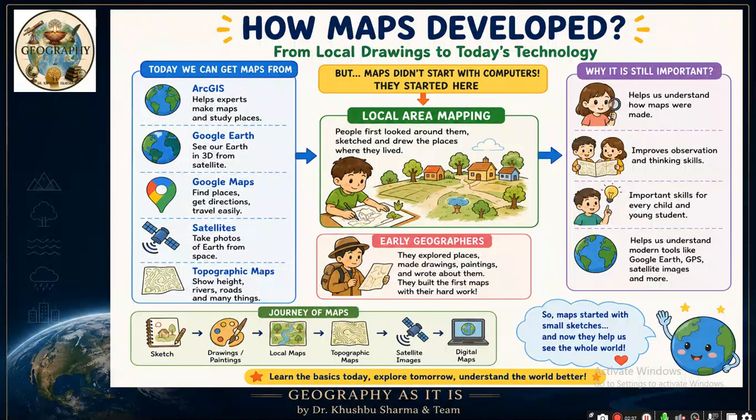Now, how are these local maps developed? Today, we can get maps from, of course, ArcGIS, Google Earth, and Google Maps. Satellite data and photos are also available. Topographical maps are also available nowadays. Using topographical maps which are published by the government, you can see time series changes in that particular area.